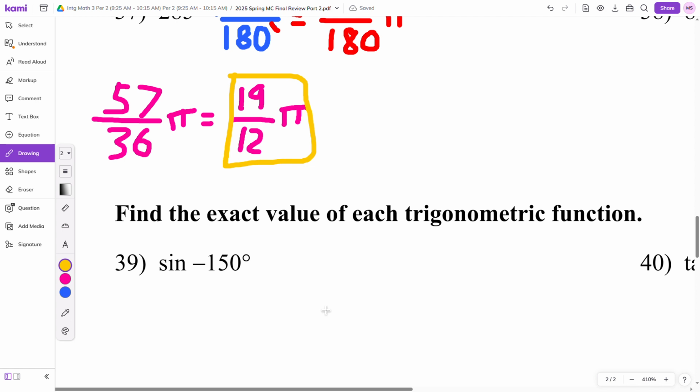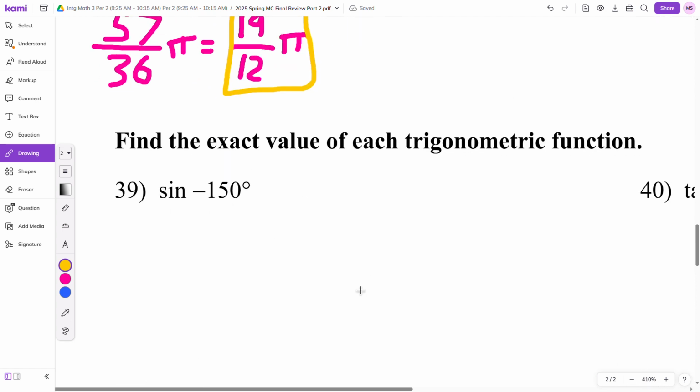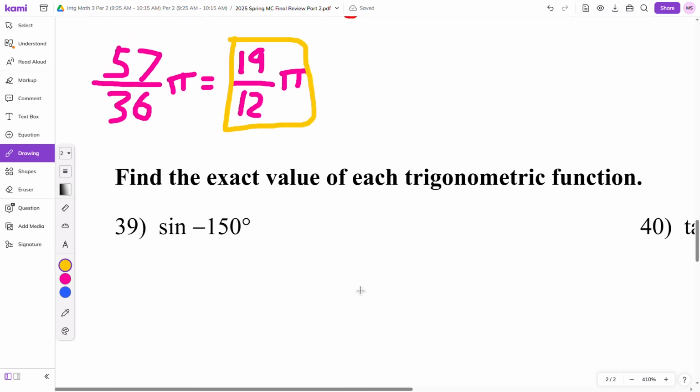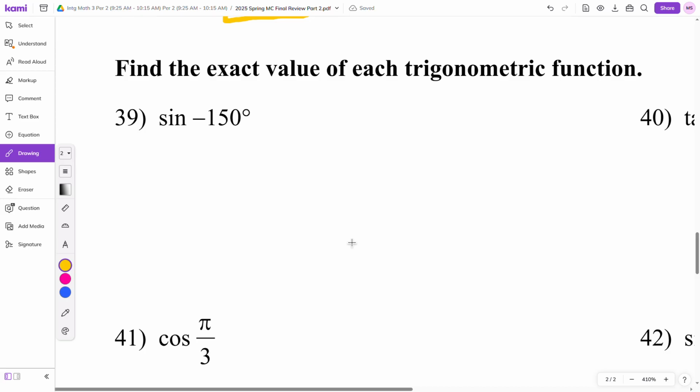So for number 39, it says find the exact value of each trigonometric function. And I will do more of these because these are a little more complicated. So sine of negative 150. Well, you could just say, I have a unit circle. I'm just going to go on my unit circle and look it up and see what it is. And that's certainly, I don't have a problem with that.